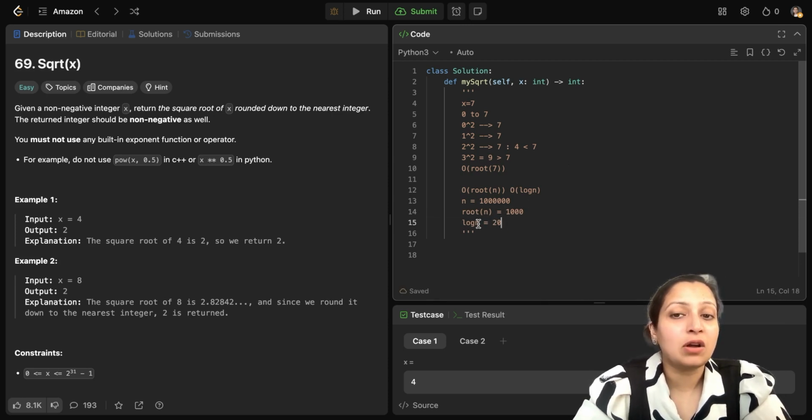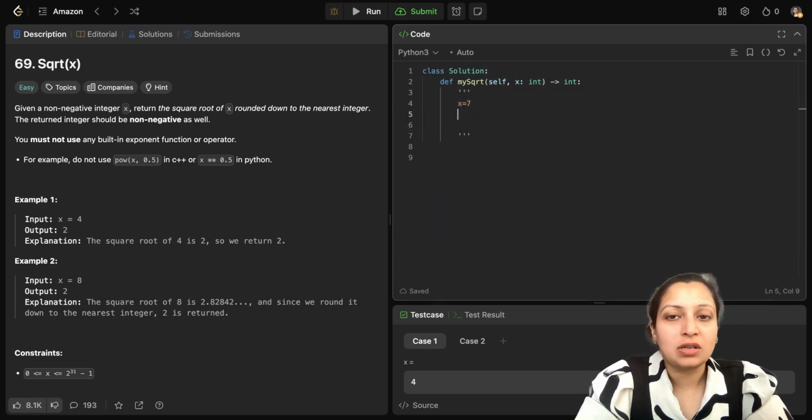As and when your n increases, if you compare the time complexities, your log n time complexity is way less when compared to O of root n. Hence, we should not go by the brute force solution and rather look at the other solution I'm going to propose now, which is not something new. It's a binary search solution. So let's see how we can solve this question using binary search.